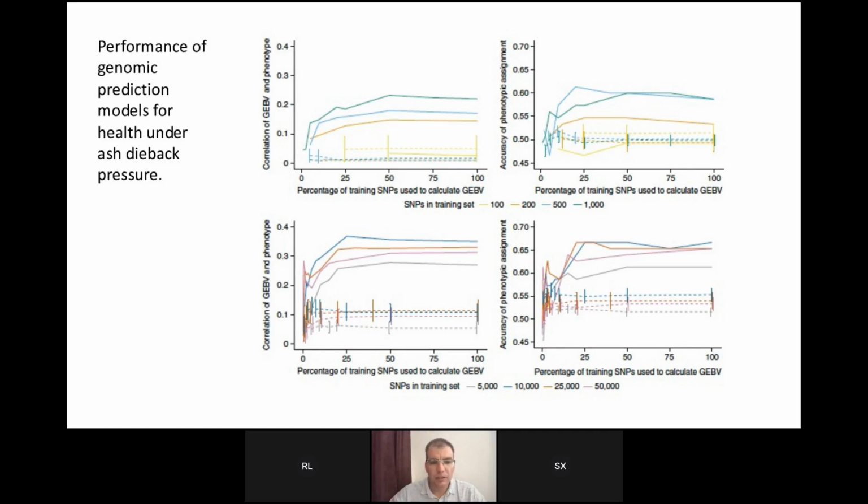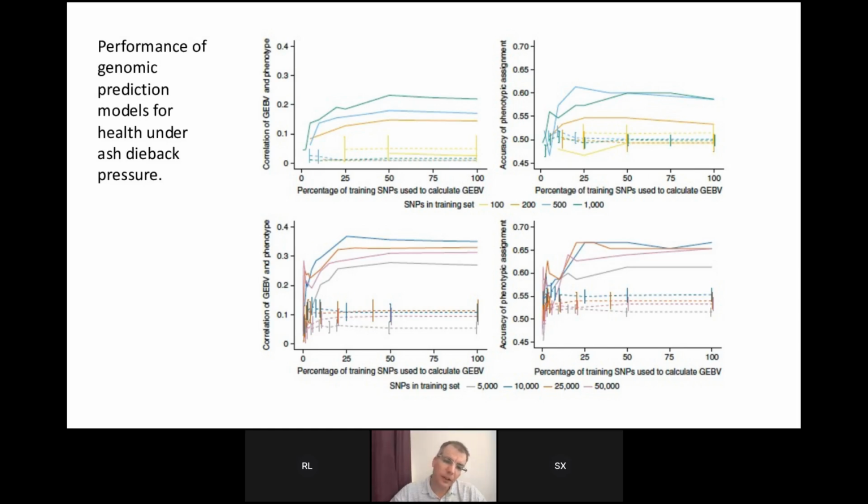So you can see here that in the upper two panels, we're looking at a number of SNPs in the training set of 100, 200, 500, and 1,000. And in these lower panels, we've got training sets of 5,000, 10,000, 25,000, and 50,000 SNPs. And of course, we expect that the more SNPs we use, the more accurate our genomic predictions will be.